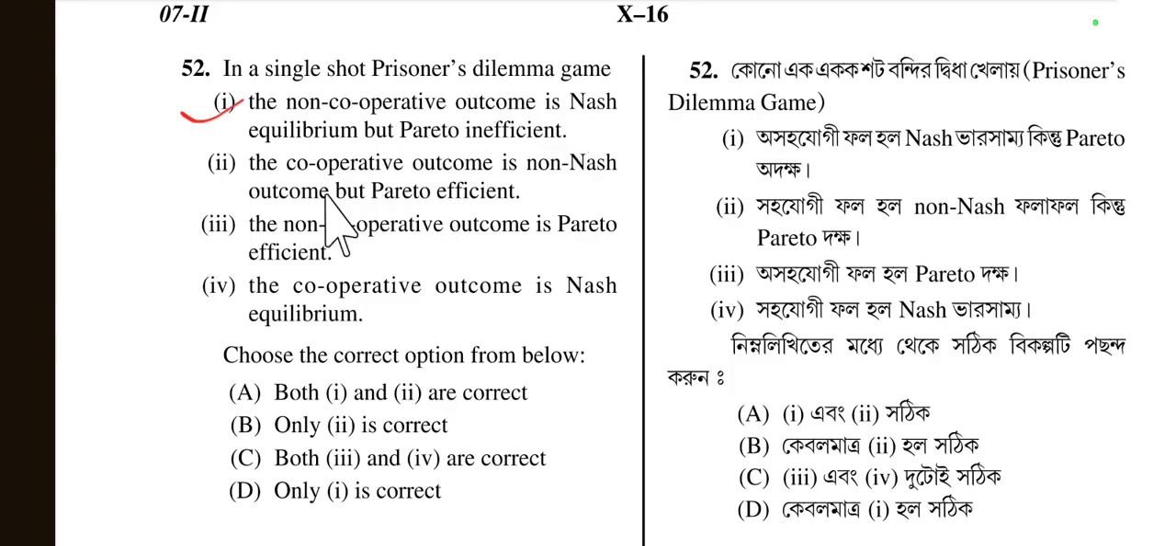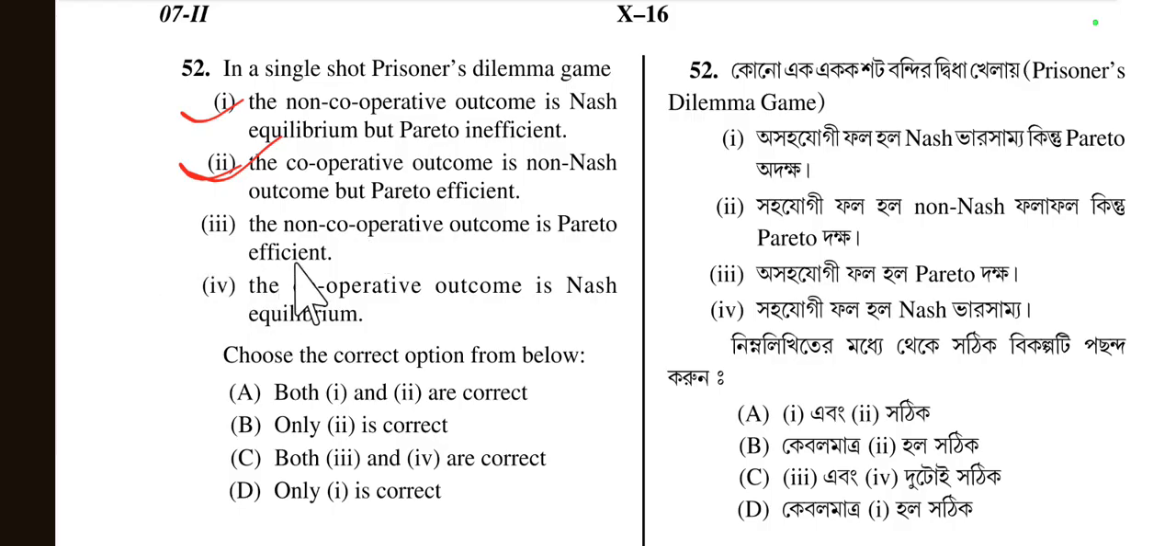Then come to the second statement. In a single shot prisoner's dilemma game, the cooperative outcome is non-Nash but Pareto efficient. This is also true, because the cooperative outcome where both players cooperate is Pareto efficient, as both receive a better payoff than in the Nash equilibrium. However, it is not a Nash equilibrium as each player has an incentive to defect unilaterally. So this is correct.